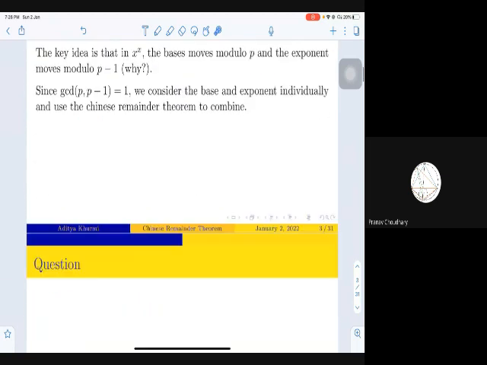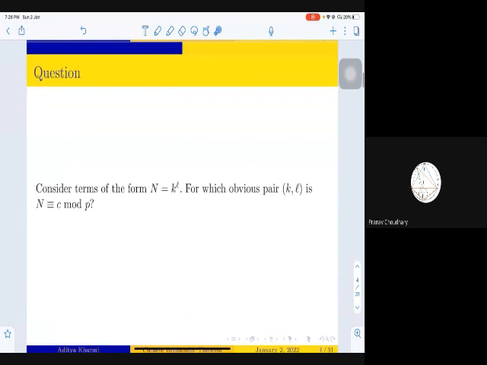So this is the key idea, and now let's try and implement it. Here is the question: consider terms of the form n equals k raised to l, for which obvious pairs k comma l is n congruent to c mod p? Name any obvious pairs. C comma 1. C raised to 1, yes. So c raised to 1 is one obvious pair. What about some other pairs? C to the power p.